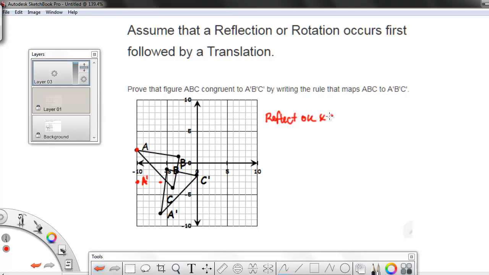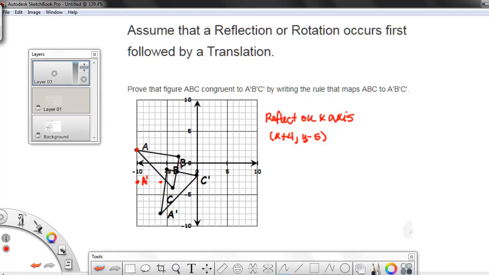on the x-axis. And then the translation is x plus 4 and y minus 1, 2, 3, 4, 5. And it looks like that does not... Well, we have to check another one. I don't think it's going to work.